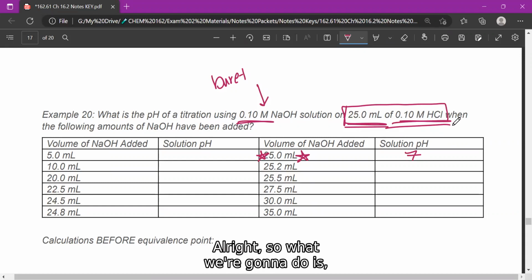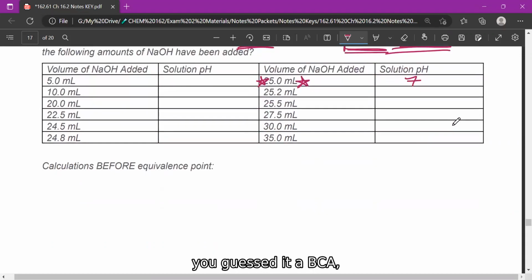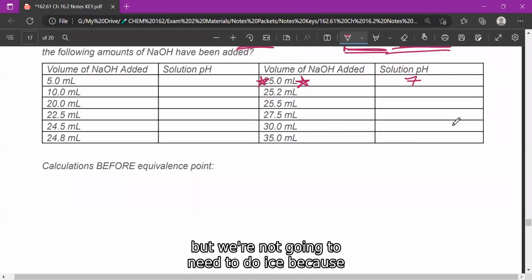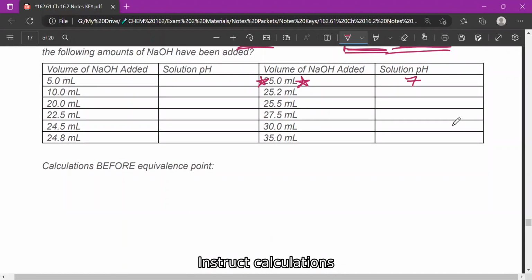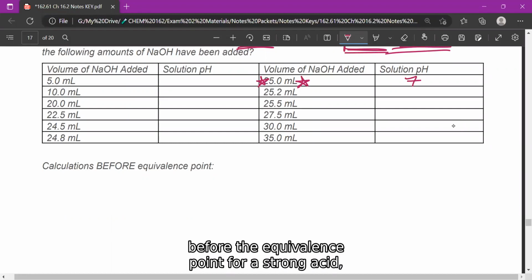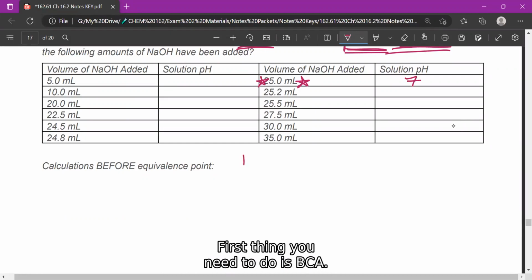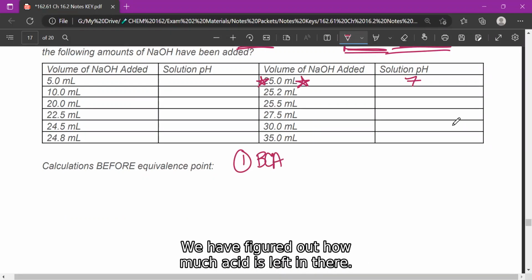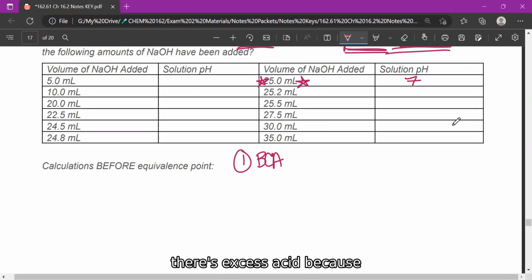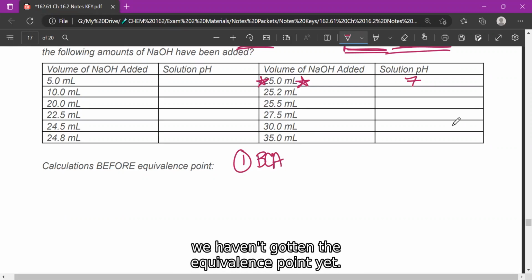All right, so what we're going to do is, you guessed it, a BCA, but we're not going to need to do ICE because none of these are weak. They are strong and strong. Okay, so calculations before the equivalence point for a strong acid, strong base titration. Essentially, first thing you need to do is BCA. Okay, we have to figure out how much acid is left in there to calculate the pH. Yes, there's excess acid because we haven't gotten to the equivalence point yet, but how much? So you have to do a BCA.